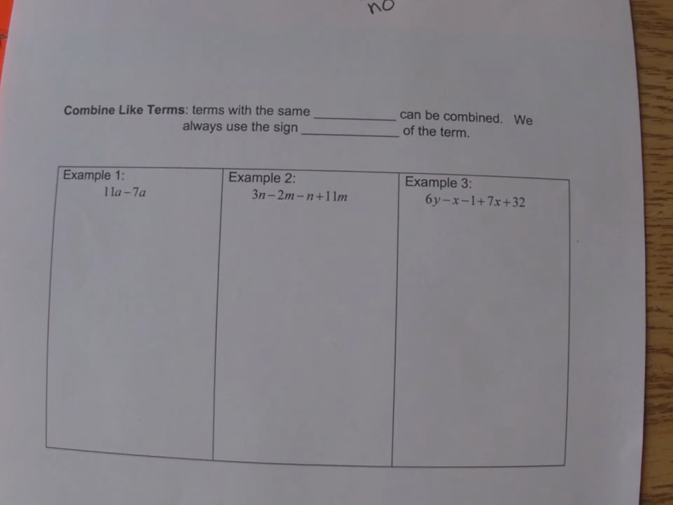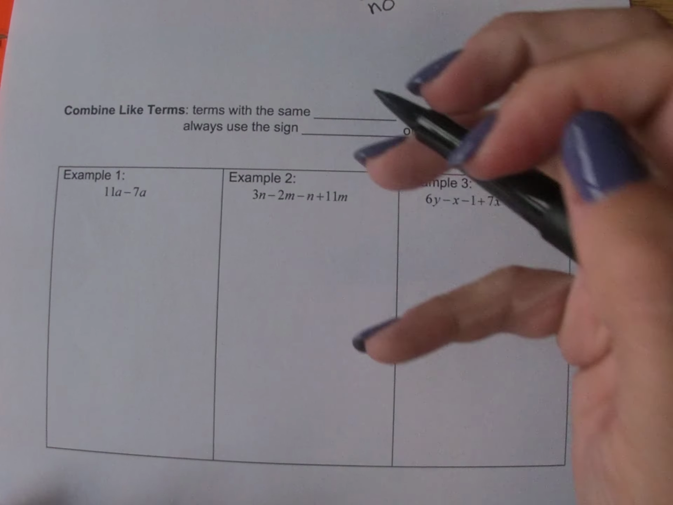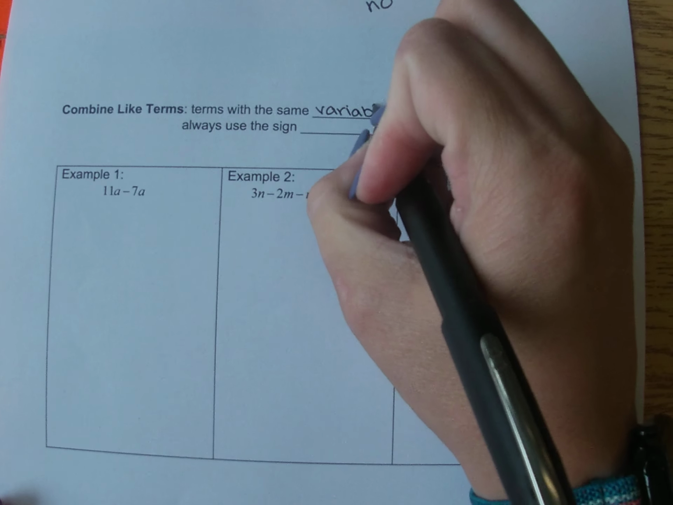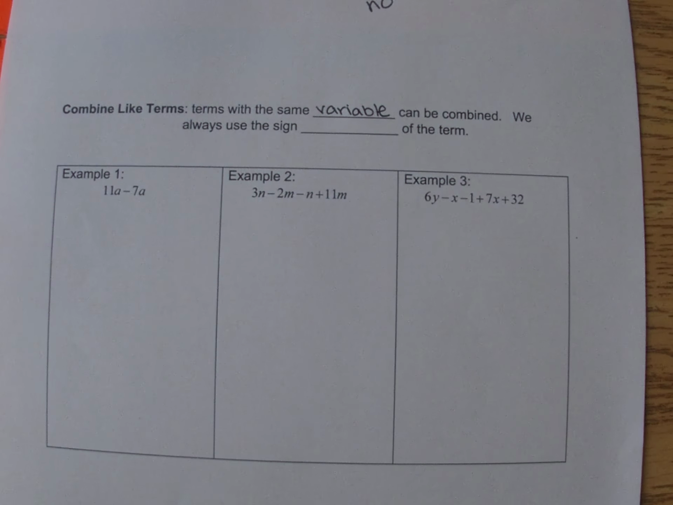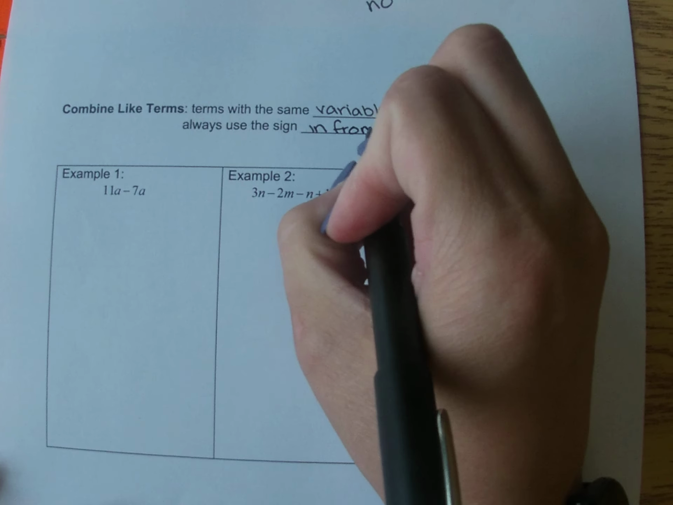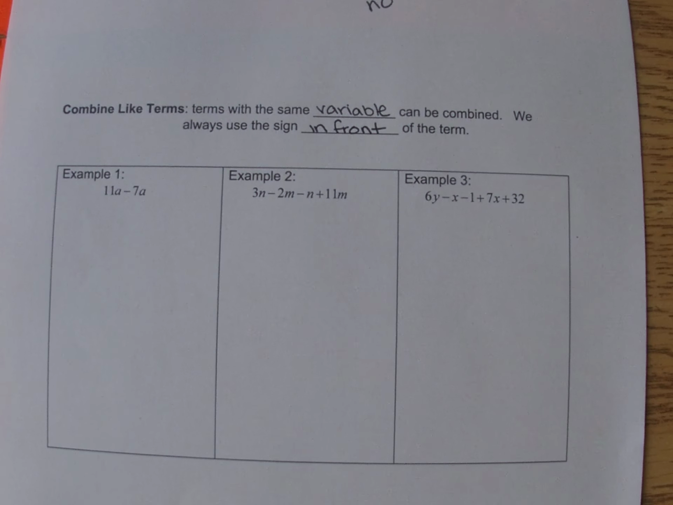One thing is that we can combine like terms. What this means is terms that have the same variable. So they have the same letter, they can be combined. Okay? And we always do this using the sign that's in front of whatever that number is, of that term.